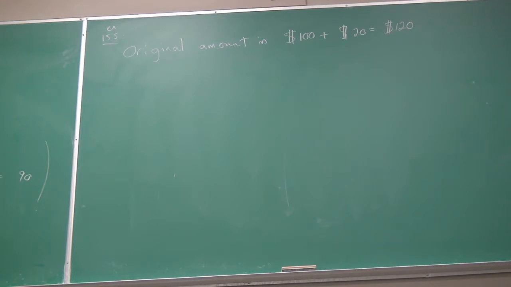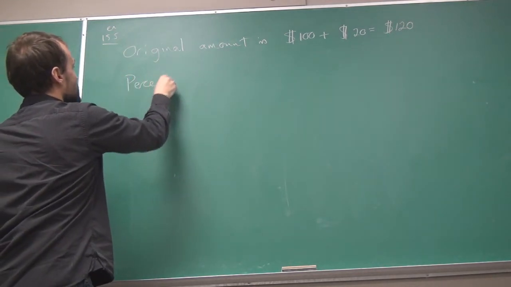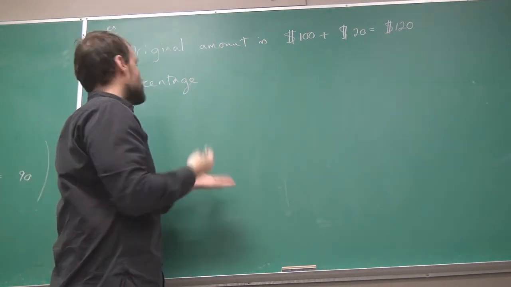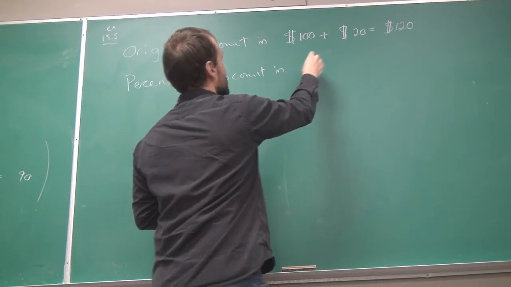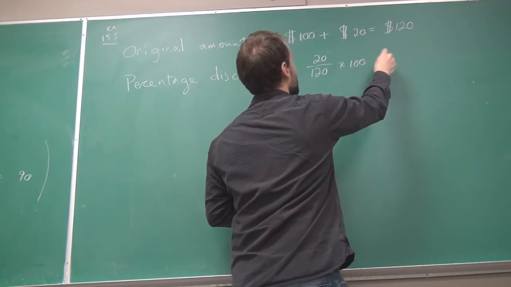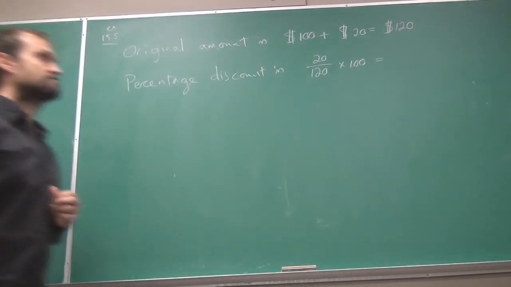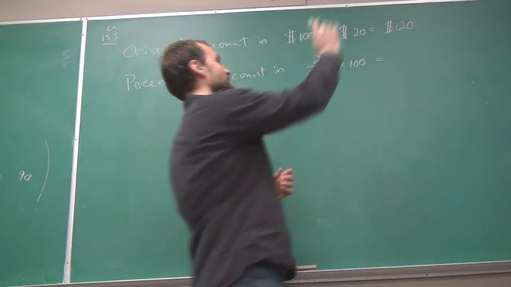So what are they asking? What is the percentage discount? So it's 20 over 120. So the percentage saved or discount or whatever word you want to use is therefore 20 over 120, and I convert it to a percentage. Whenever I have repeating decimals, round to 2 decimal places, round to the nearest 100. What do I get?